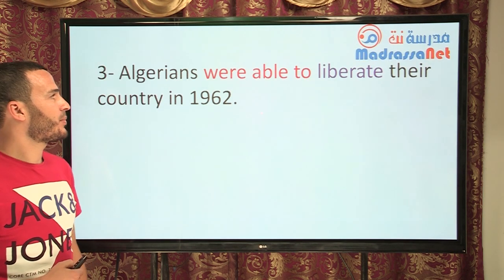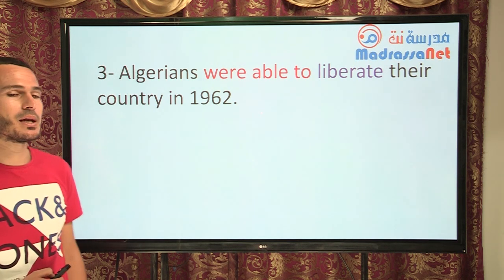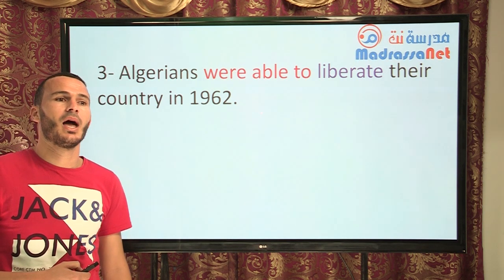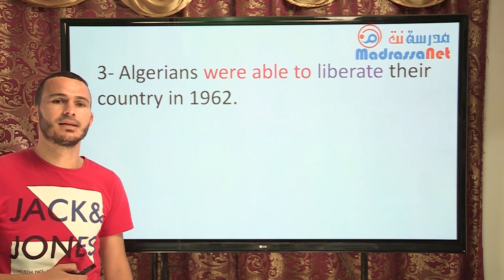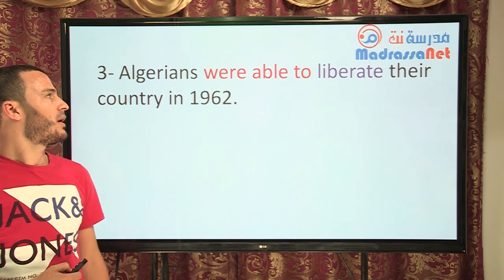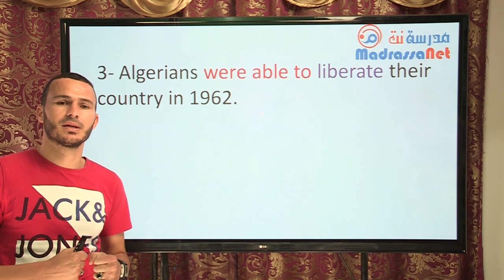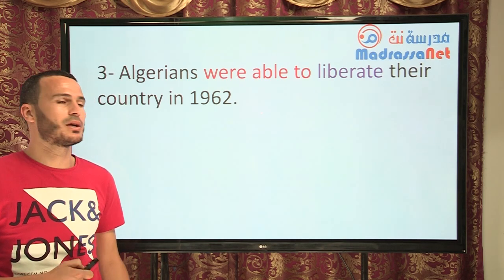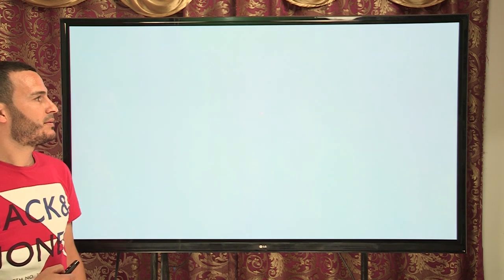Here is another example. Algerians were able to liberate the country in 1962. Algeria was able to take its independence in 1962. Algerians were able, it means it was an ability in the past. They could do it, as is mentioned in the picture here.